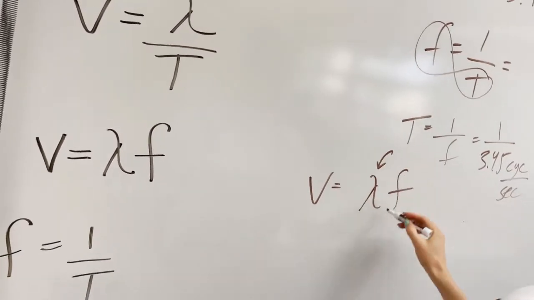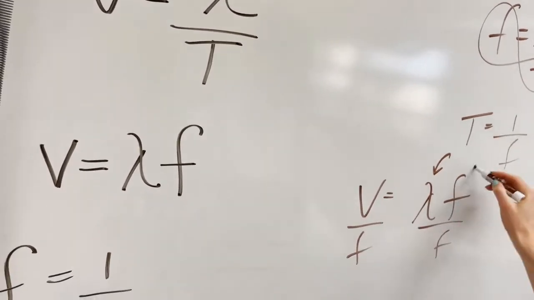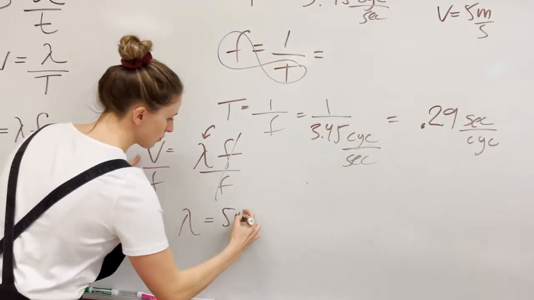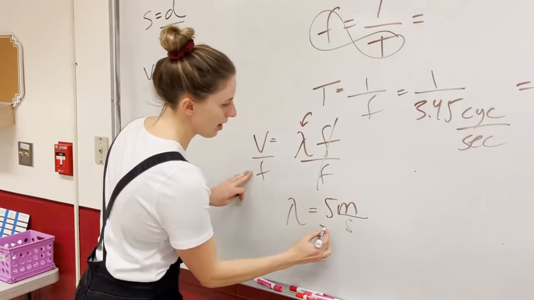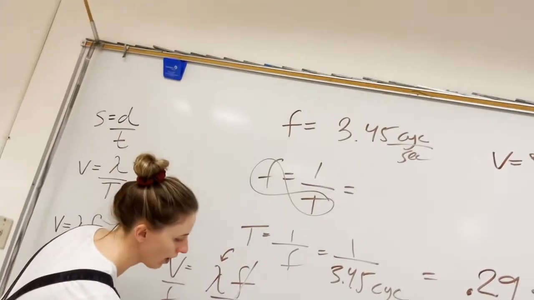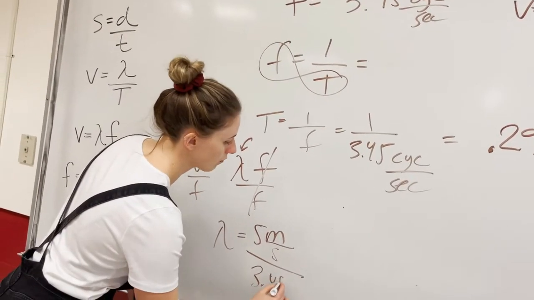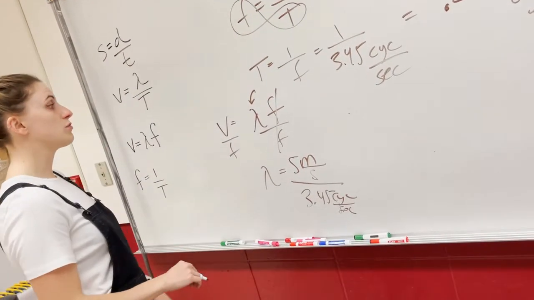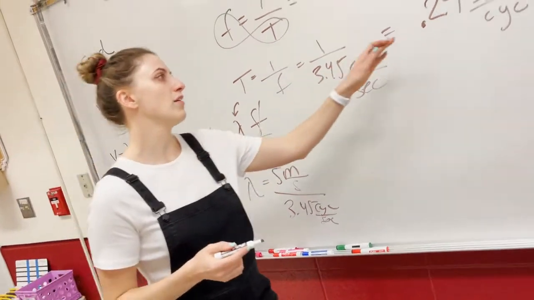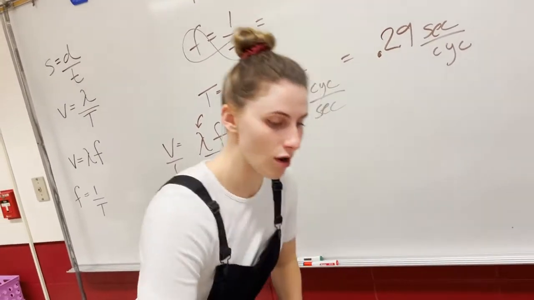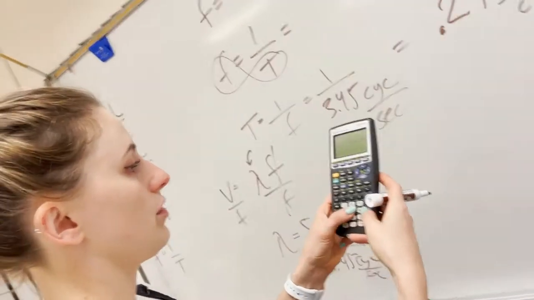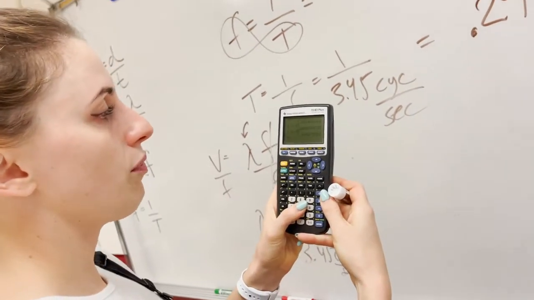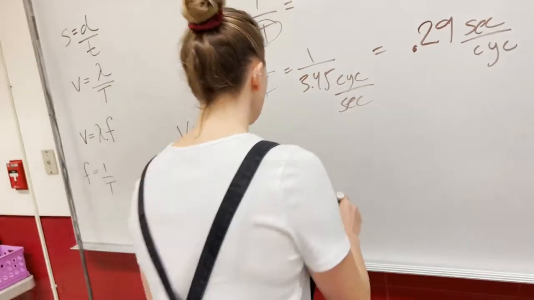I want this guy, so I'm just going to divide by the frequency. The wavelength is going to equal the velocity, which we calculated before, 5 meters per second, divided by the frequency, which is 3.45 cycles per second. Now, you could technically use period, but we rounded this, and if for whatever reason we got that wrong, then we would get this answer wrong. So 5 divided by 3.45, and I get 1.45 meters.